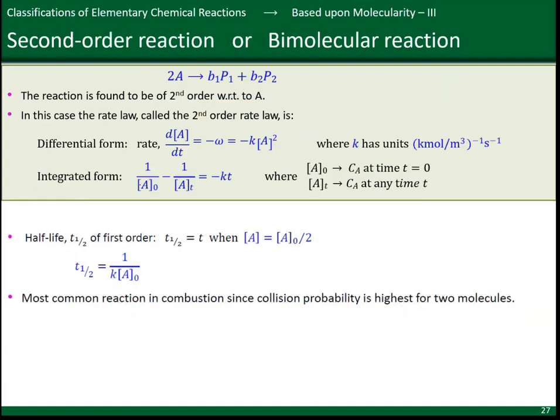All right, so now let's talk about second order reactions. And second order reactions have to be bimolecular at a minimum, right? So if we have, let's say, 2A giving rise to two products, or 2A is essentially A plus A giving products B1P1 plus B2P2, then with respect to A itself, it's second order.